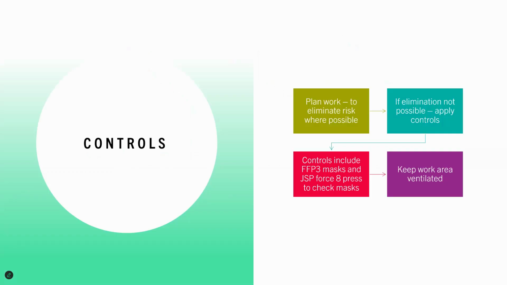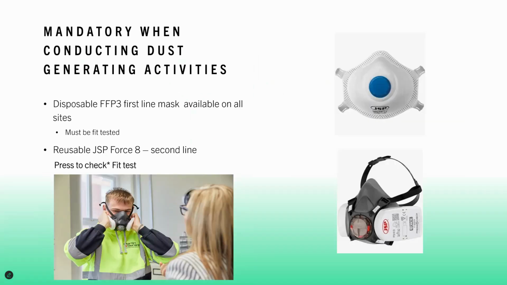In the first instance, eliminate the risk where possible. As silica dust is present in natural building materials, complete elimination is unlikely. Controls such as FFP3 masks, well-ventilated workspaces, and applying dust control measures are required. FFP3 masks are mandatory when conducting dust-generating activities. The disposable FFP3 mask is our first-line defence against inhalation of contaminants.